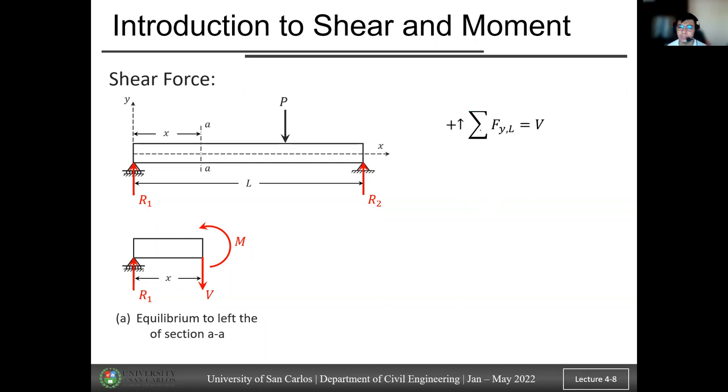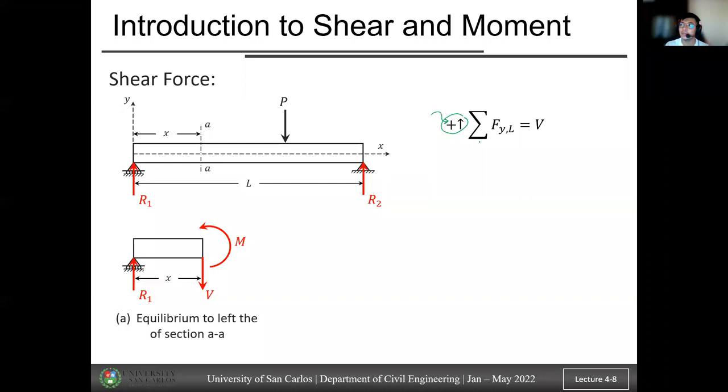Okay, so first we have to take note of the summation of forces vertical. So you have to take note of this one. Again, it's your prerogative whether you're going to make the upward force positive or the downward force positive. So you have to declare it in your equation. Summation of forces vertical on the left side is equal to the shear.